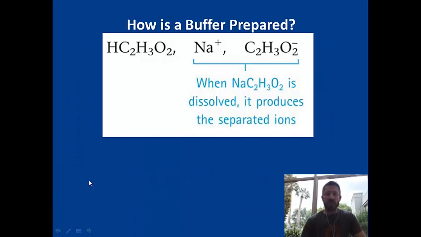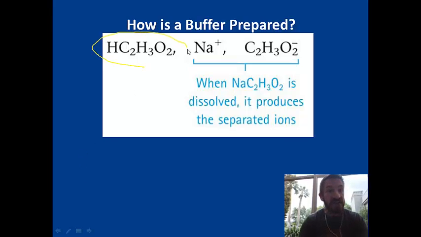So how are buffers prepared? Well, remember the goal of the buffer is to have a weak acid and its conjugate base. So hopefully you remember the difference between a weak acid and a strong acid, because that's going to be real important in this discussion. So you see here we have a weak acid, that's acetic acid, and we have its conjugate base, which is the acetate ion.